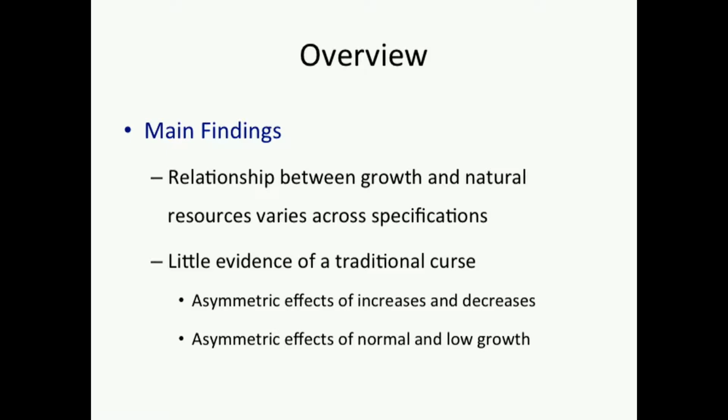Okay, so what do we find? We find that, as you might have expected, the relationship is going to vary. Why is that important? Because if you were looking to support that resources are a blessing, and you were being a little disingenuous, you could cherry pick specifications that would give you that. And similarly, if you wanted to say resources have no effect, you could cherry pick specifications that would say that. We don't find too much evidence of a traditional curse, and what I mean by that is literally you see an increase in resources, and then you see a decrease in growth. That we don't see. That would be a negative coefficient.